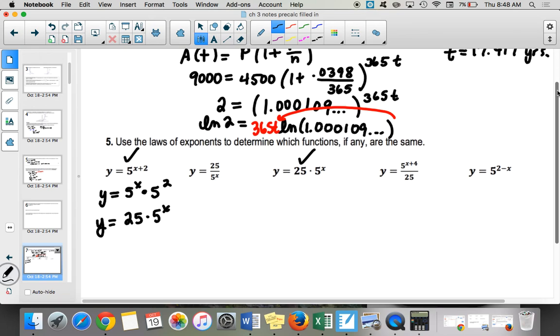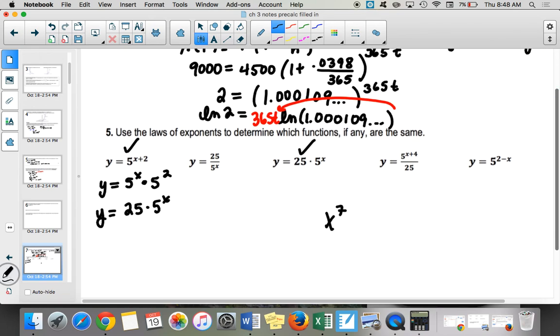But we also had some division rules too. So we had things that said, oh, if I have x to the 7th over x to the 3rd, it's really x to the 4th, right? So let's do that on this next one. So I see that I have 25, and 25 is 5 to the 2. So if I have 5 to the 2 over 5 to the x, if I subtract my exponents, I get 5 to the 2 minus x. Right? Well, that's the same as the one over here, right? So maybe we'll do another symbol for that. So these two are the same.